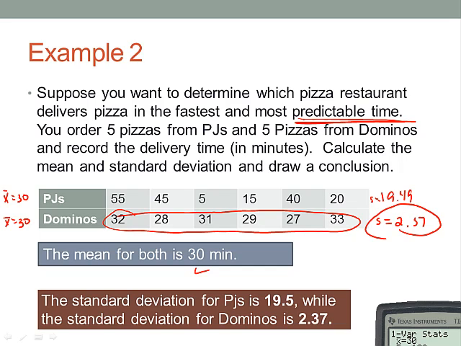Oftentimes on standardized tests, you're asked the question, you'll be given 2 data sets like this, and it'll say which one has the greater standard deviation. And without even using a calculator, we ought to be able to see that Papa John's is going to have a greater standard deviation. It definitely varies much more than the Domino's.